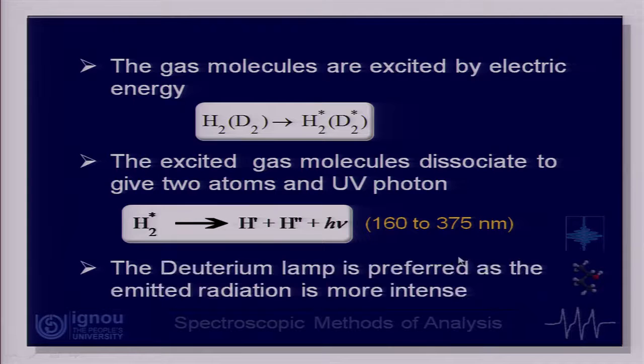Between the two, hydrogen or deuterium, deuterium is a better lamp because it gives radiation which is more intense. So, deuterium lamps are used more often than hydrogen lamps. Okay, that is as regards our radiation source for the UV range.